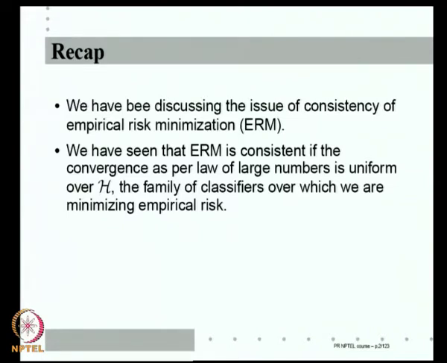Right? Hence, for any given h, the law of large numbers guarantees that R hat of h converges to R of h as n tends to infinity. So, the issue is, is the convergence uniform over the family H, right? We saw in the last class that empirical risk minimization is consistent if this convergence is uniform.